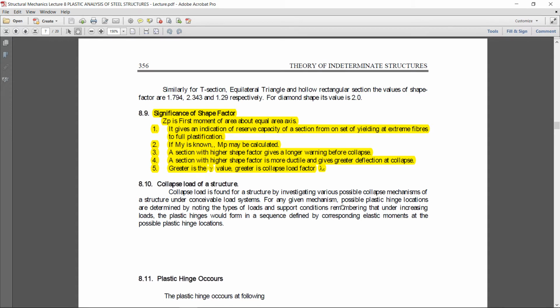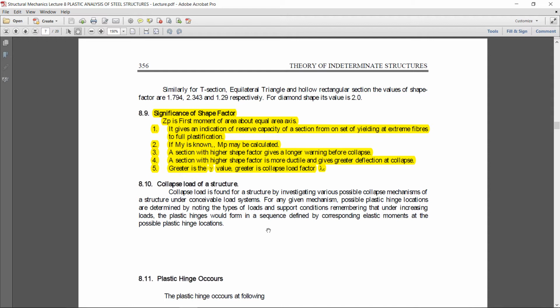For any given mechanism, possible plastic hinge locations are determined by noting the types of loads and support conditions, remembering that under increasing loads, the plastic hinges would form in the sequence defined by corresponding elastic moments at the possible hinge locations. What it means, as I have briefed already, is that, for example, in a beam there are multiple types of loads, a continuous point load or UDL.